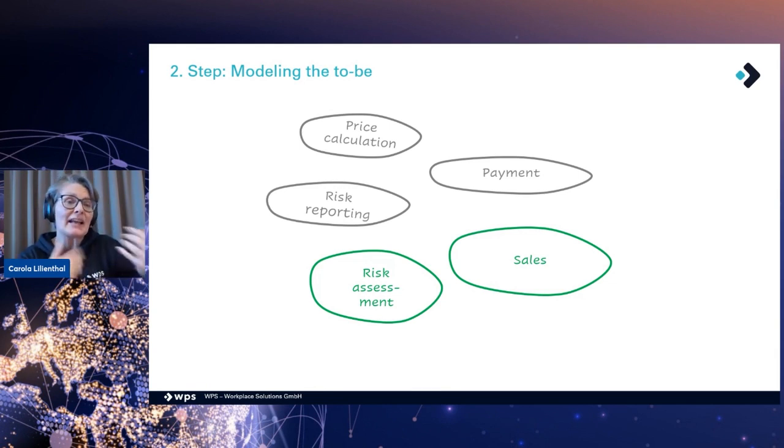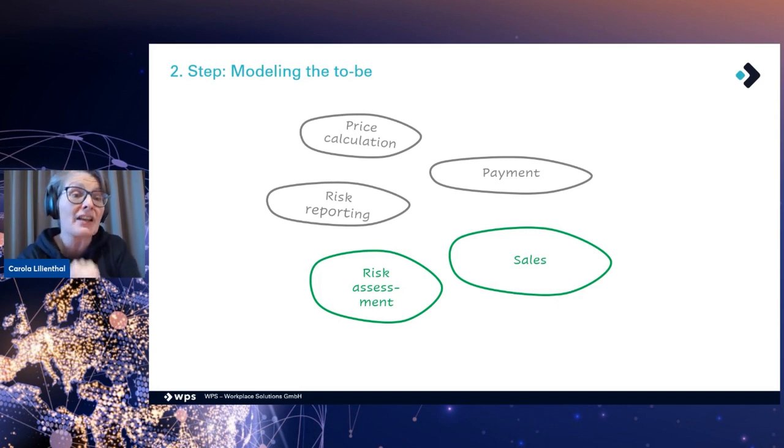This was the second step, modeling the to-be. So we have rediscovered the domain with the domain story, and then we modeled the as is. So we modeled not the to-be, but we modeled the future. I'm sorry for confusing you. We modeled the future. This should be the future of our architecture, the to-be.